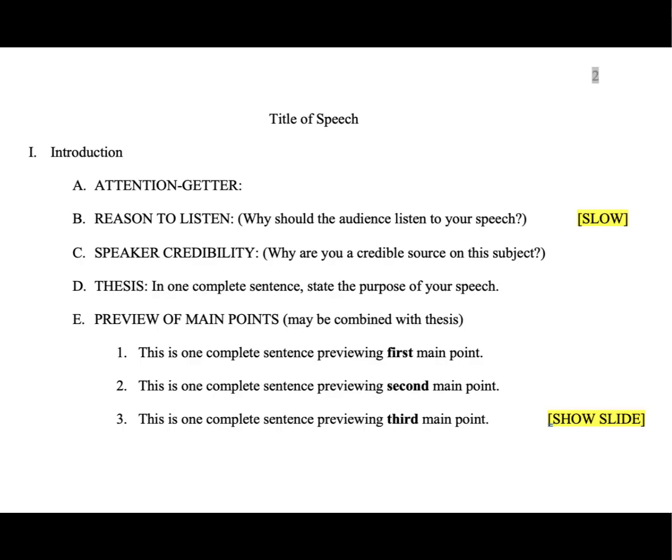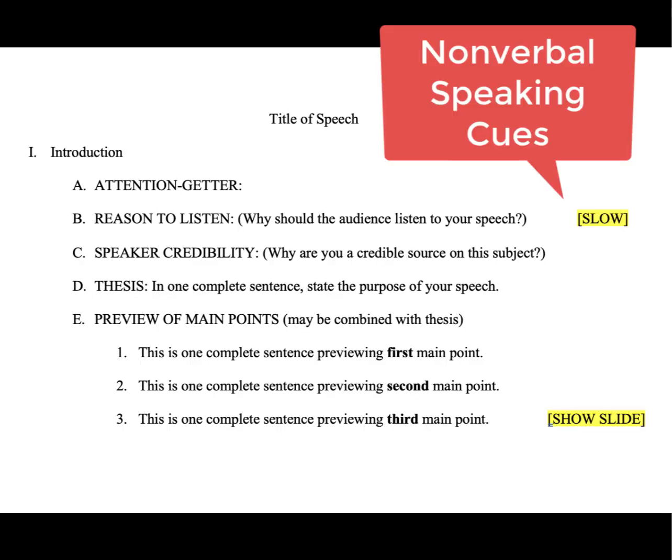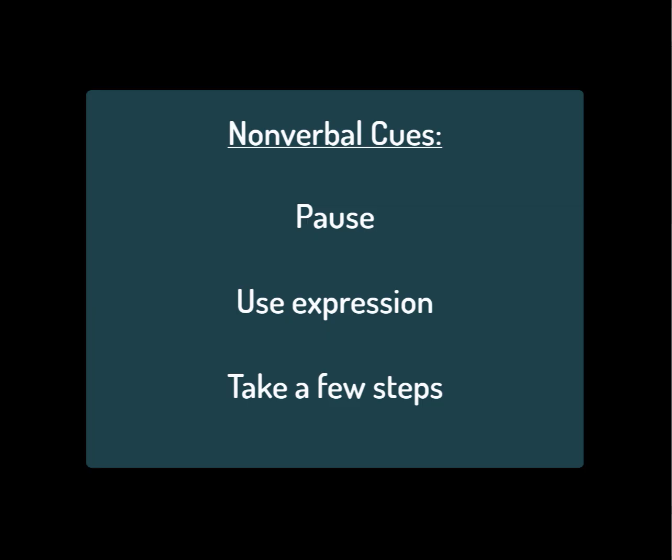A reference page is required in addition and provides audiences the opportunity to seek related research and materials the presenter gave. Last, speaking outlines include nonverbal cues, as mentioned. You can bracket, bold, or italicize these cues to make them easy to read and see in an outline. Nonverbal cues include things like pause, use expression, take a few steps.